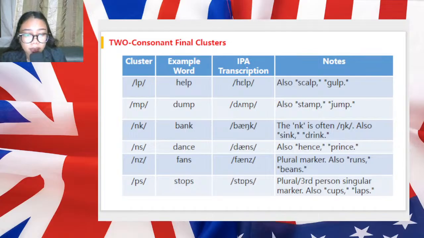Anyway, next is the MP cluster found in bank. That's MP, as in dump. This is very similar to the medial MP we discussed. The M sound made through the nose with closed lips flows directly into the P sound, dump. It's a tight, smooth blend. This cluster is also common in stumps and jumps. Let's practice them. That's for the MP sound.